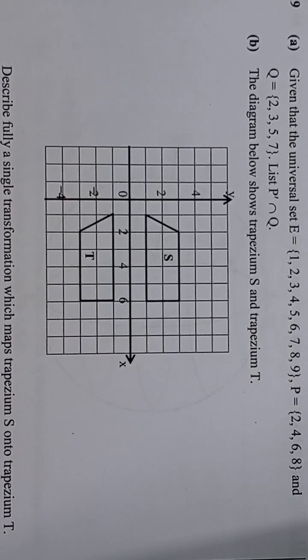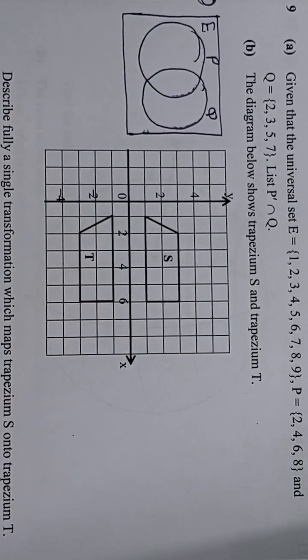Given that the universal set E is 1, 2, 3, 4, 5, 6, 7, 8, 9, set P is 2, 4, 6, 8, and set Q is 2, 3, 5, 7, list P complement intersection Q.